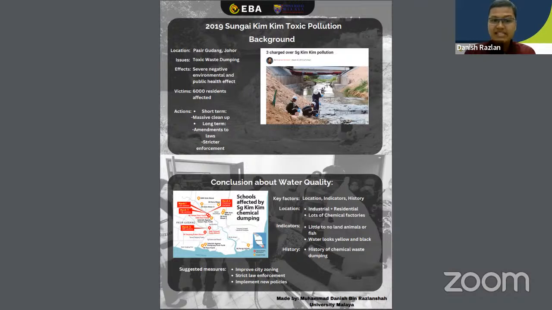And the lesson learned from this case study is that prevention is better than treatment. Therefore, the suggested measures here are that the government should improve city zoning as well as enforce stricter laws in order to avoid such incidents from happening again. However, they also need to implement new policies that put environmental quality as a priority in any case. And that is all from me.